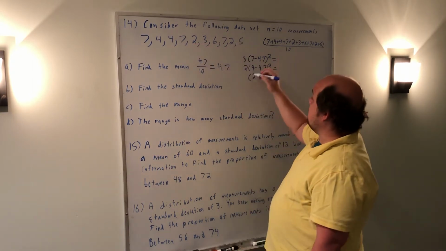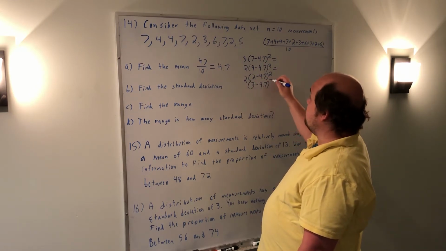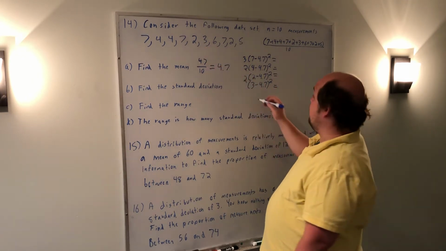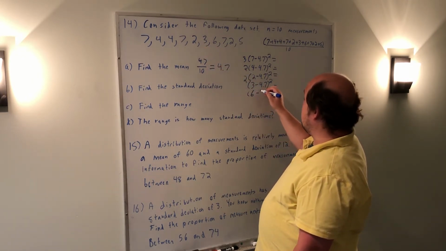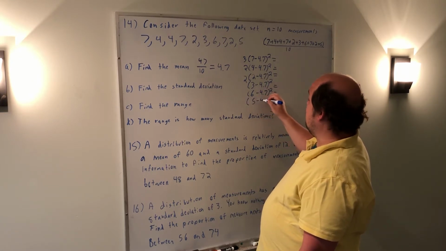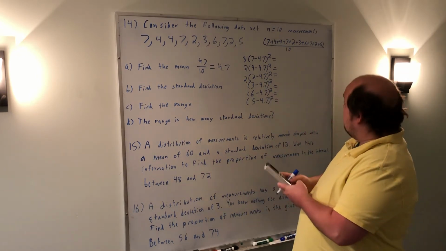Again, in this case, I do it twice. Then I see 3 minus 4.7, square the result. I only see this occurring 1 time because there's only 1 3 in my list. Same thing for 6, and same thing for 5. So I put this into my calculator.